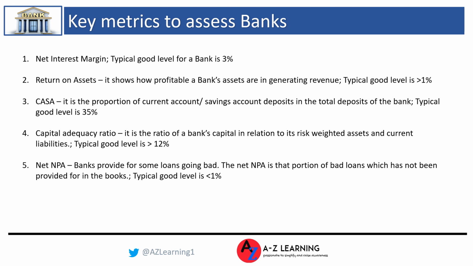Typically, if a bank has a net NPA of less than 1%, it is considered very good. The bank is considered strong. I hope this is a simple explanation of these 5 metrics that we are going to be looking at in assessing a bank, and that the explanation has been simple to understand and follow for you.